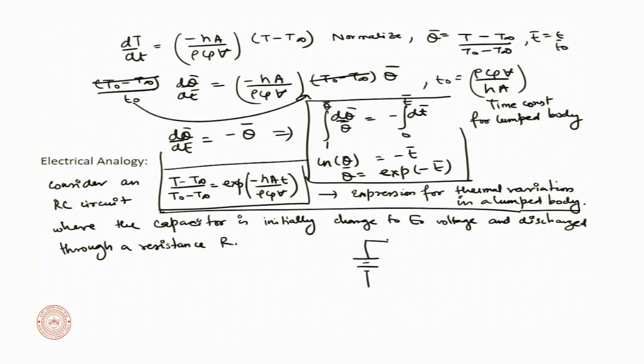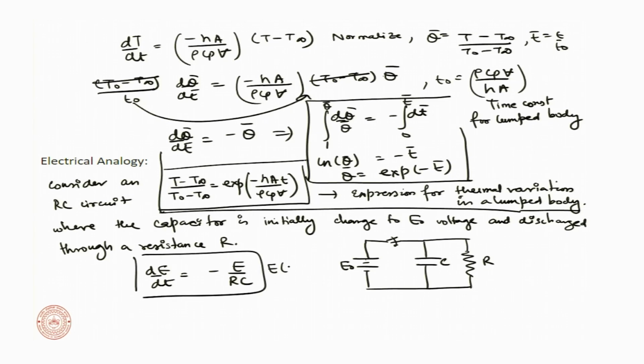So let's say that initially our switch was closed. We have a capacitor at E naught. Okay, so this is our electrical analogy: our capacitor is initially fully charged and then we open this switch. As soon as we open this switch, our capacitor will discharge through this resistance and the voltage will gradually decay. If you write the voltage expression, it is dE by dt equals minus E over RC. Okay, this is our voltage expression, with E at time 0 equal to E naught. This is our initial condition.